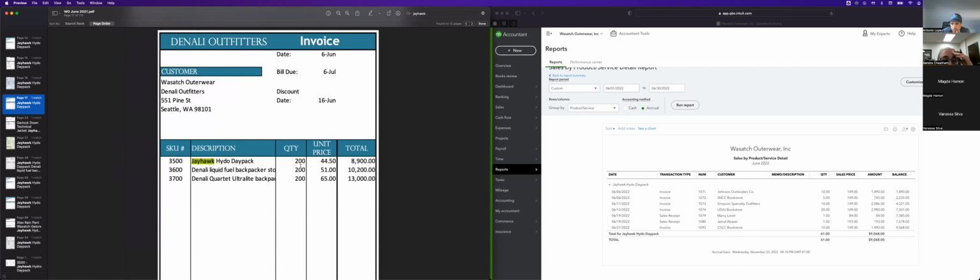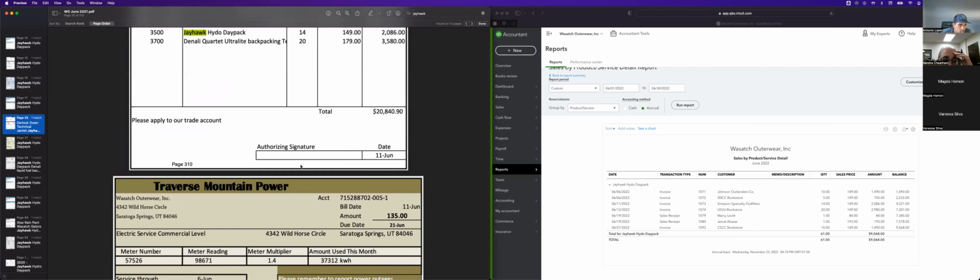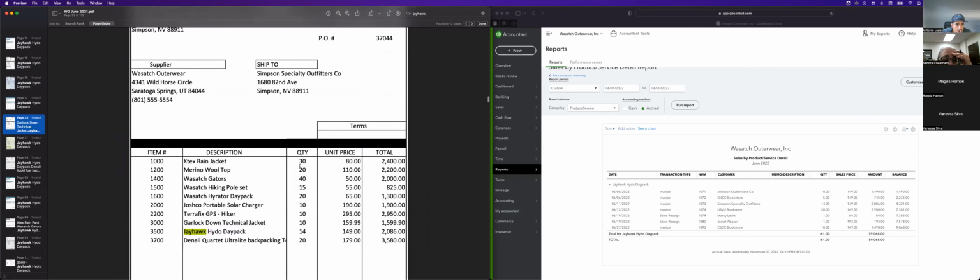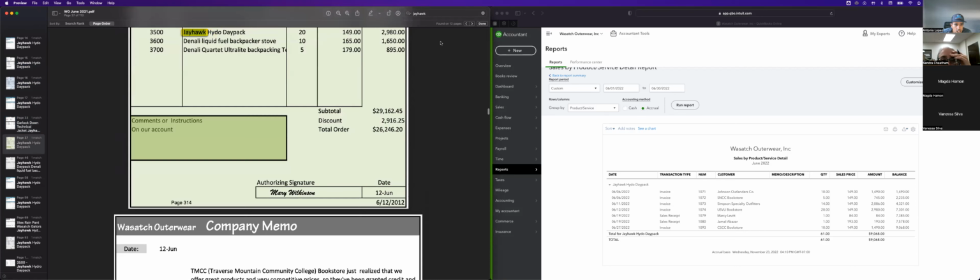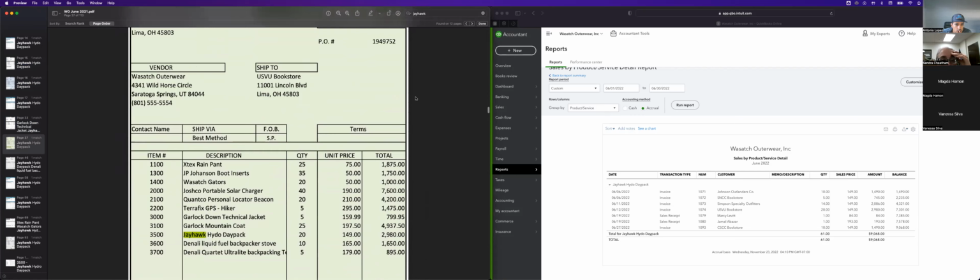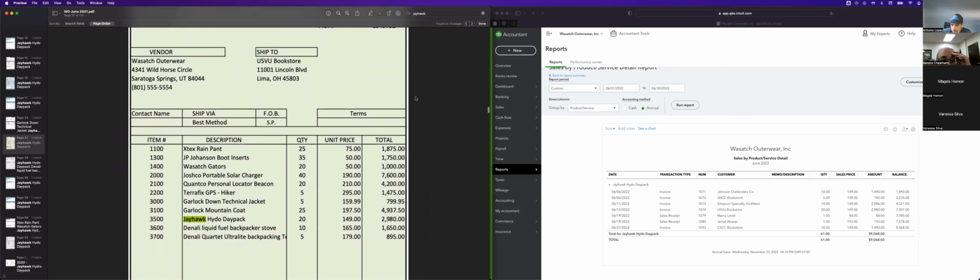We have an invoice, so that's not going to affect our sales by product and service. Purchase order, we have 14. That's perfect. Then we have the 12th. We have 20. That's perfect.